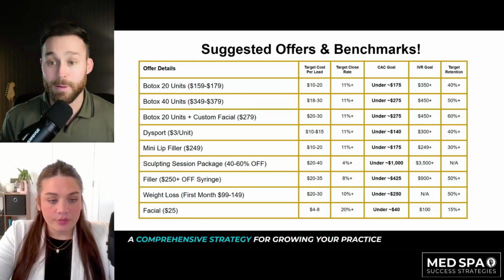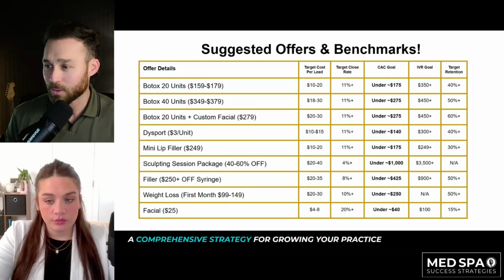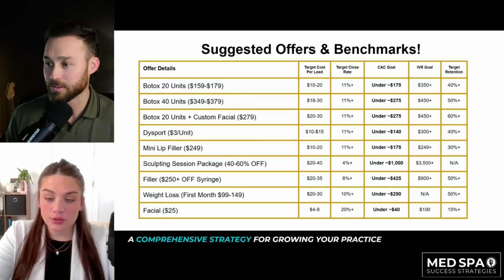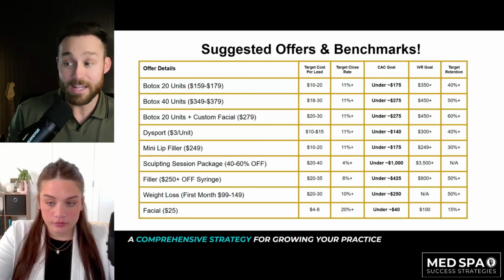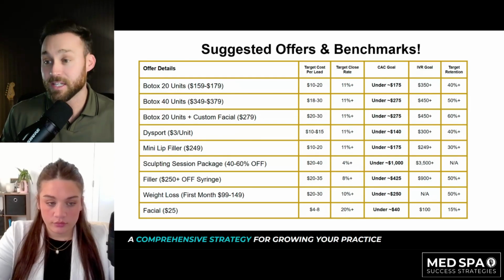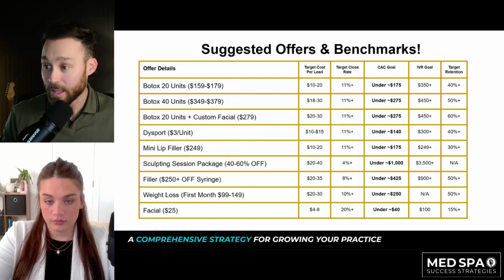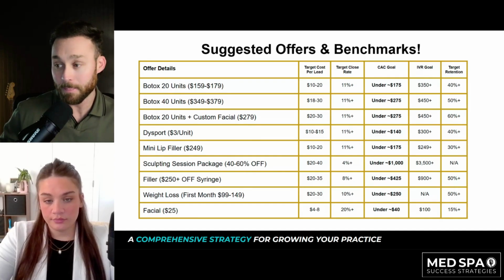The Botox bundle plus custom facial at 20 units that Lauren mentioned, $279. Lauren, what's the price point we normally do on that one? $279. Again, if you can dial that up and you're comfortable going $249 or something, you could probably make this even better. But at that price point, we want basically customer acquisition cost to be $275 or less. But initial visit revenue on that, we want it pushing closer to $500 plus minimum.